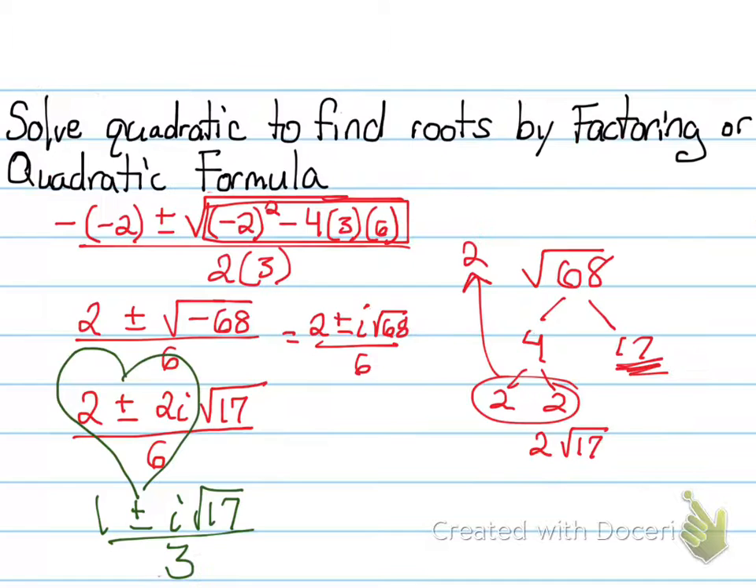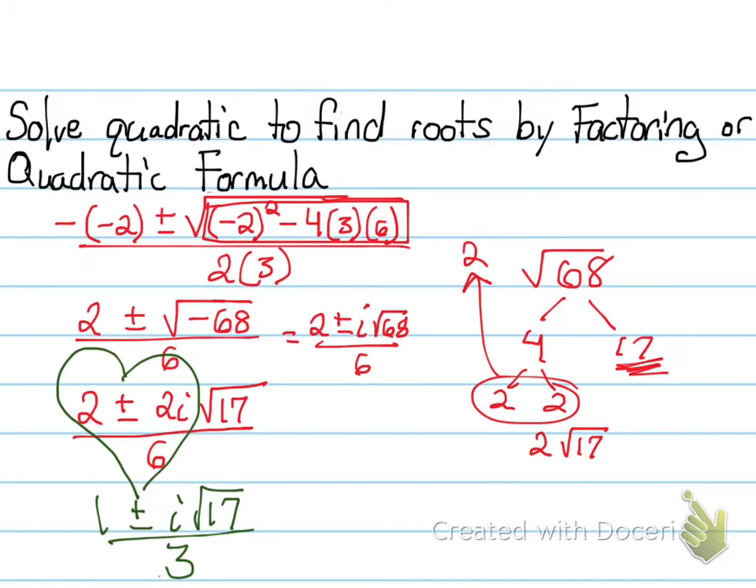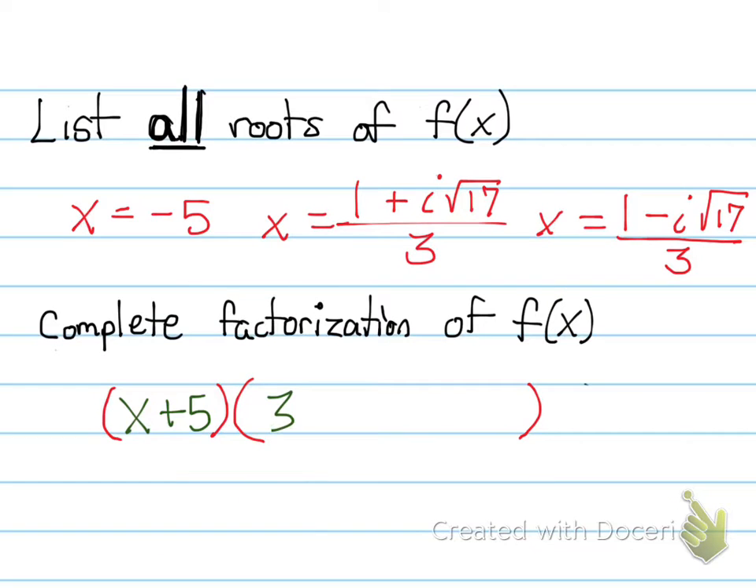So I need to go back to my synthetic division. You see I got 3, -2, and 6. I'm going to go ahead and fill in my variables. My highest degree was x cubed, right? In the original problem. 1 less than that would be x squared, and then x to the power of 1, and then my constant. So that will be the complete factorization. 3x squared minus 2x plus 6. And that's it.